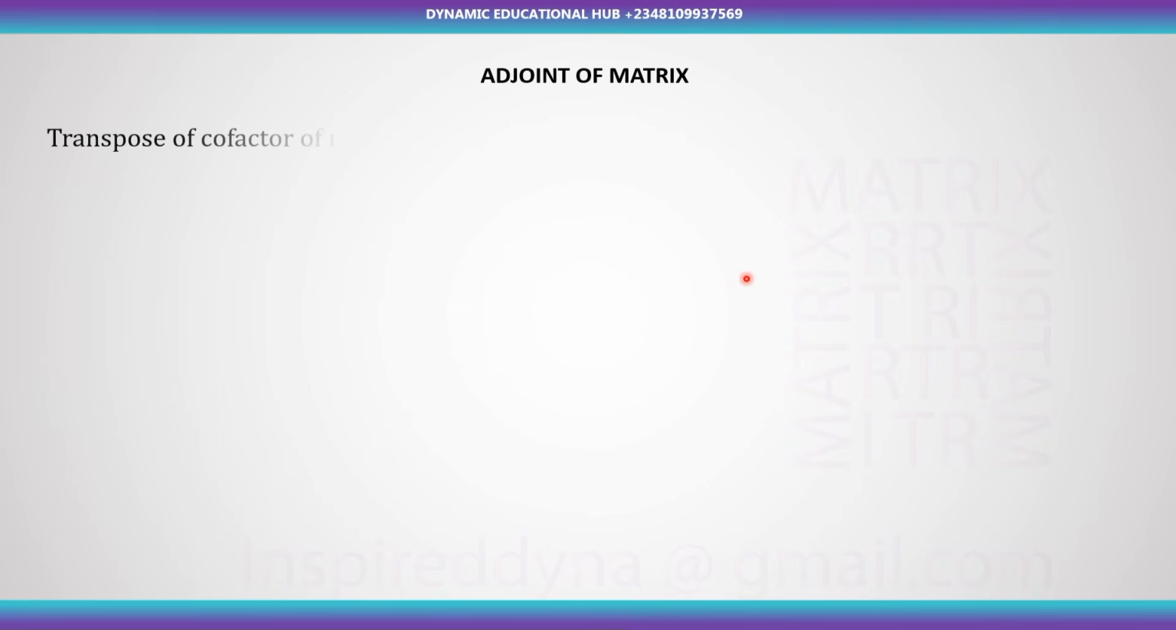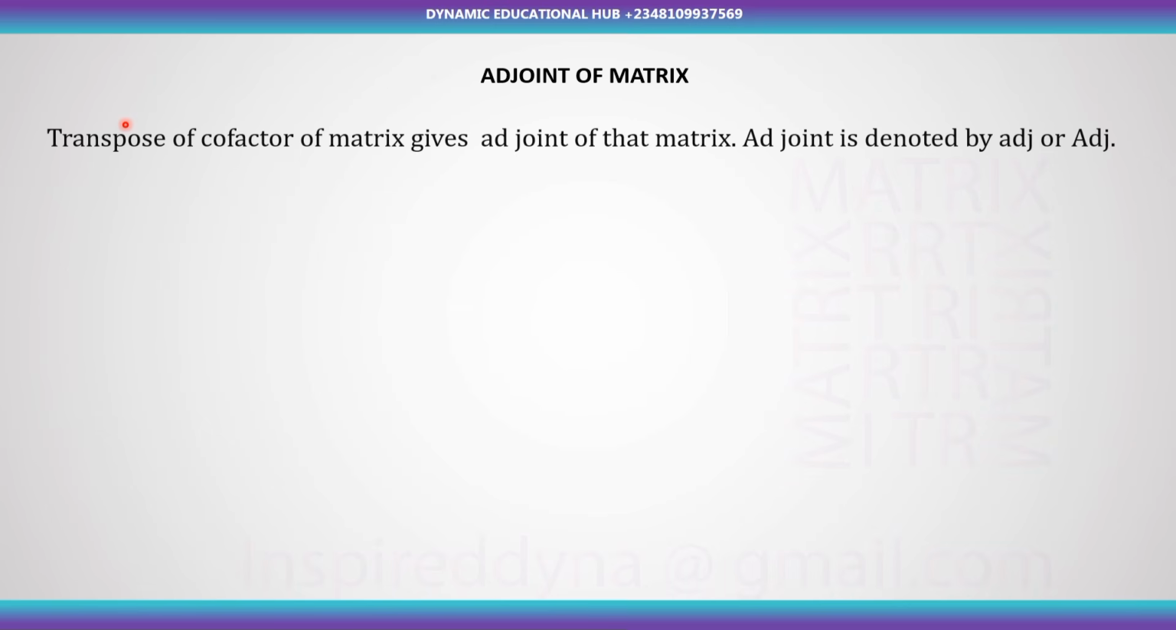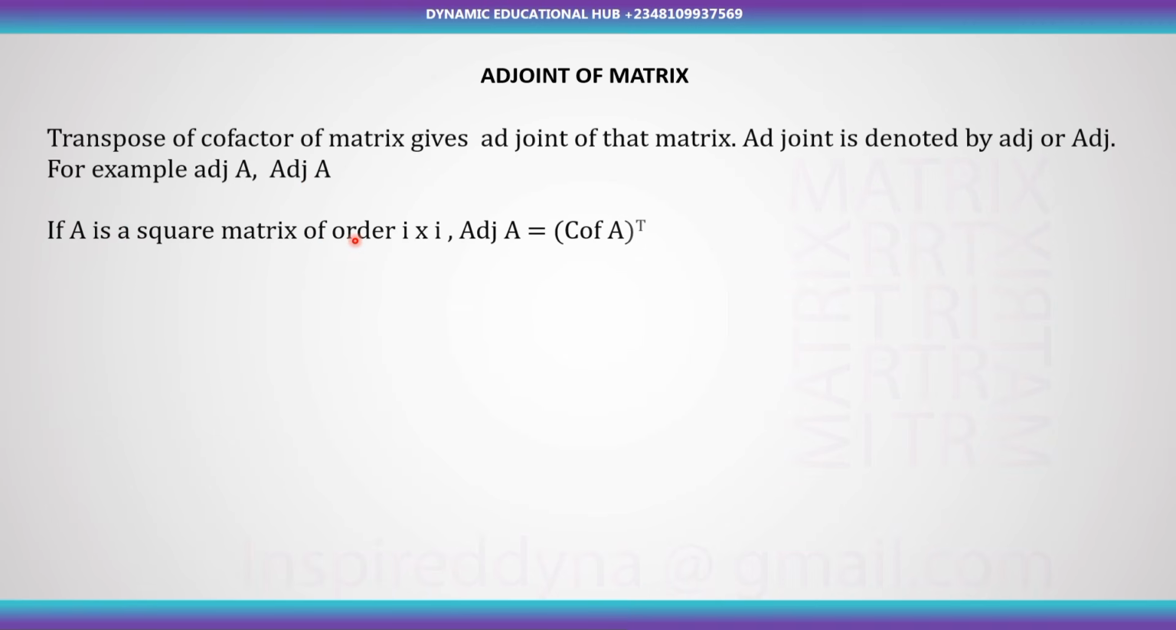What is the adjoint of a matrix? Adjoint is actually simple. It is the transpose of the cofactor of the matrix. The transpose of the cofactor of a matrix gives the adjoint of that matrix. Adjoint is denoted by ADJ. That is the meaning of adjoint. For example, the adjoint of A is ADJ A. If A is a square matrix of order n by n, adjoint A is going to be the transpose of the cofactor of A.